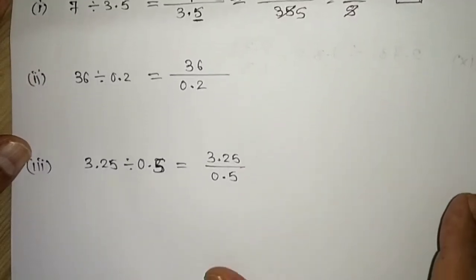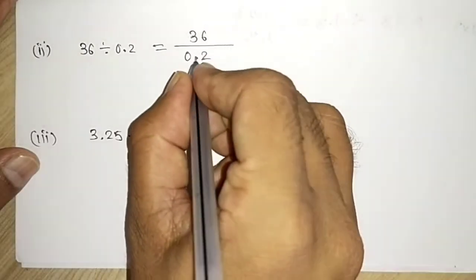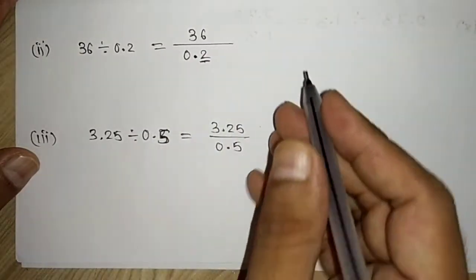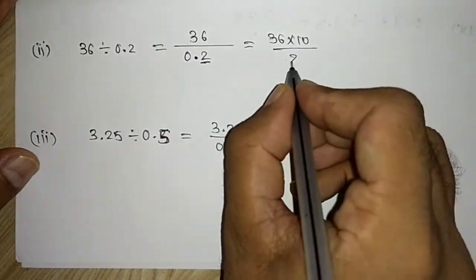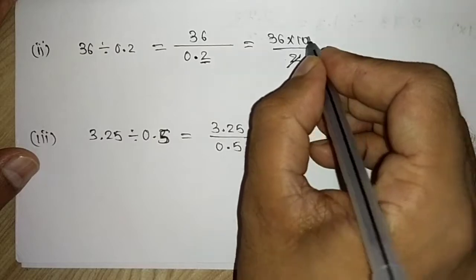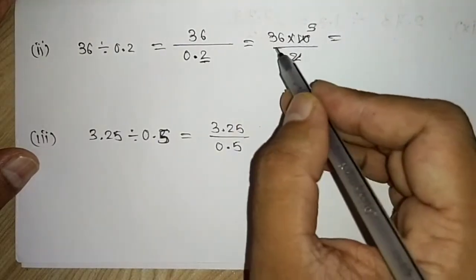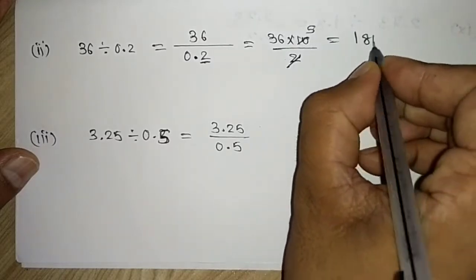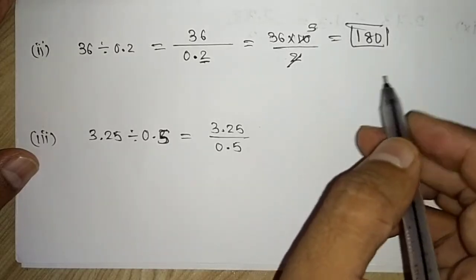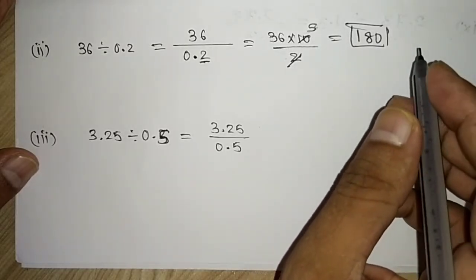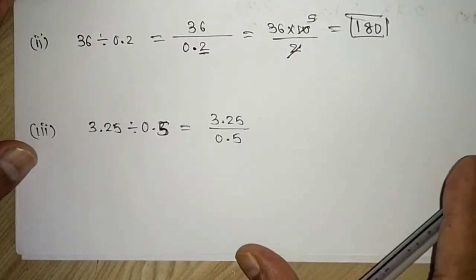Very easy. Similarly, second question, 36 divided by 0.2. How many decimal places after the decimal point? 1. So we will place 10 above, multiply by 10, divide by 2. 2 1s are 2 and 2 5s are 10, you know it very well. 36 multiplied by 5, 3 5s are 15 and 6 5s are 30, so our answer will be 180. You can also calculate by your own 36 into 5 and you will get your answer as 180 only. Now let us move to the third part.